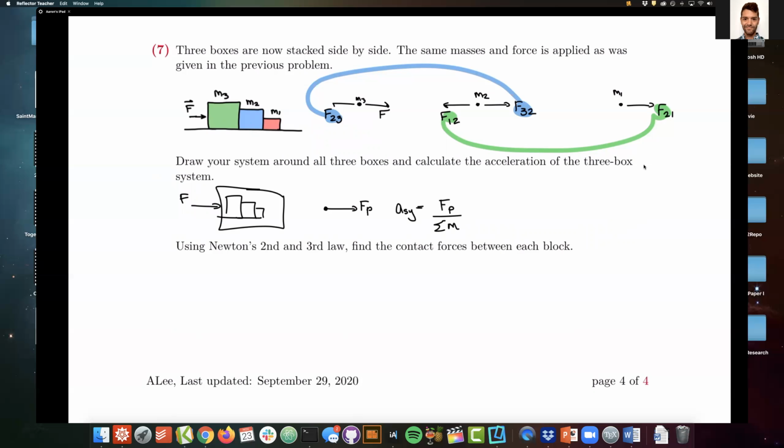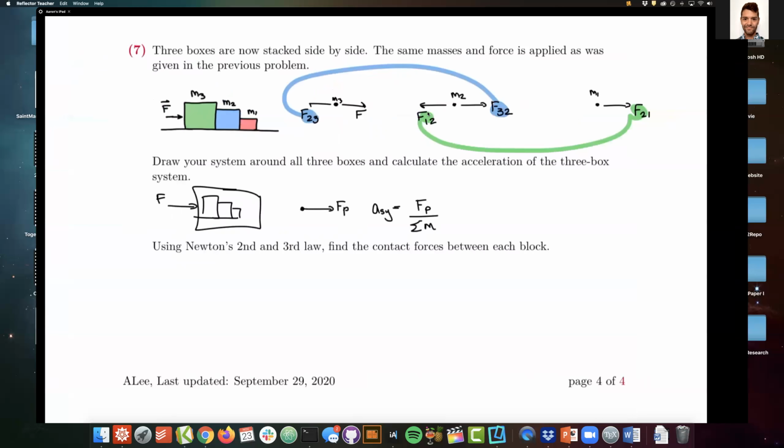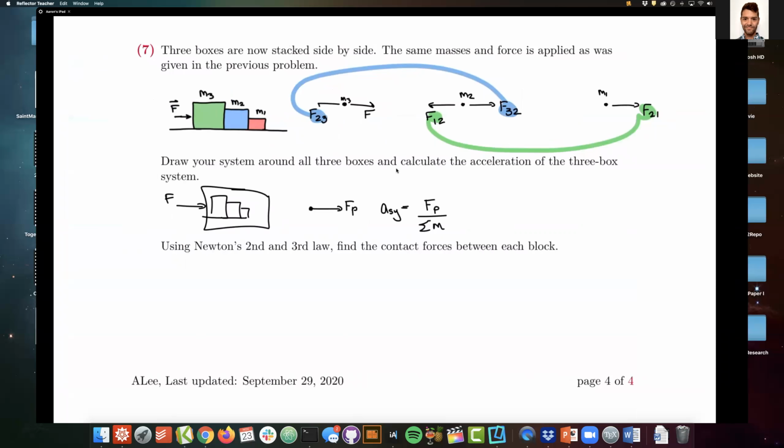Then each individual box must also have that same exact acceleration, else the boxes might move apart from one another. So in that case, that allows you to get the internal contact forces between the boxes. All right, that's it.